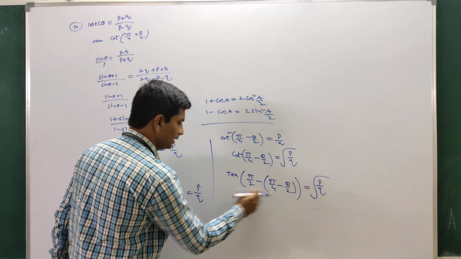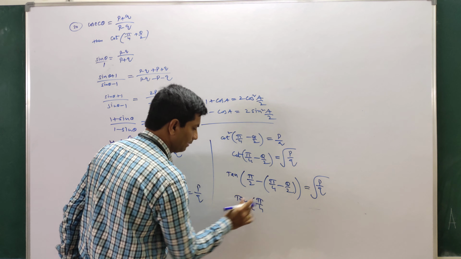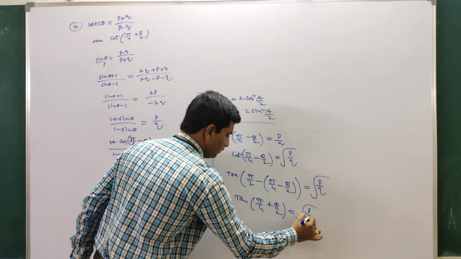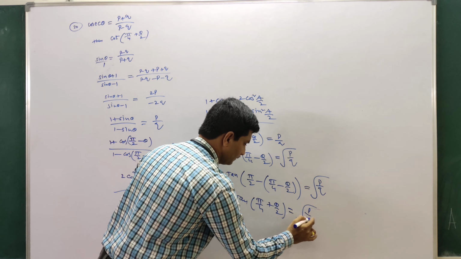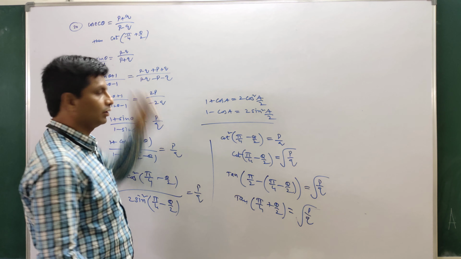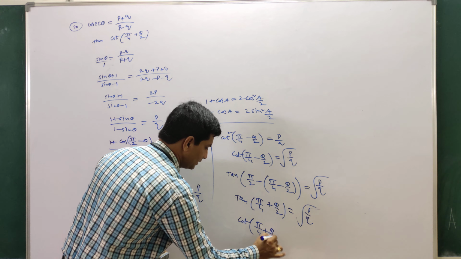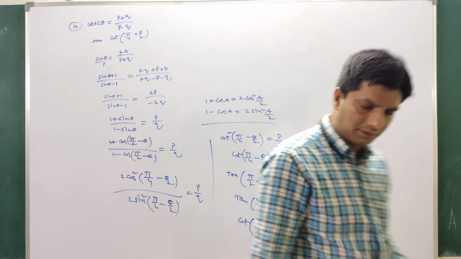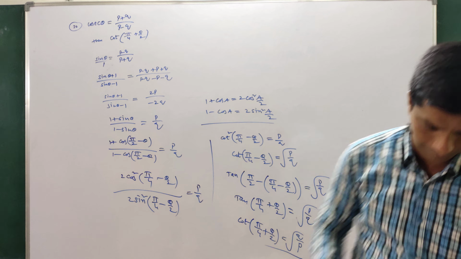Understood? Take the LCM, take the multiplication here. This is tan of (90 minus 45), 45 is pi by 4, minus into minus is plus, equal to how much? Root of P by Q. This is tan of (pi by 4 plus theta by 2). But since we have to find cot, take the reciprocal. Now you will get the answer. So cot of (pi by 4 plus theta by 2) is equal to how much? Root of Q by P. This is the final answer. Otherwise, we can take any value, any angle in place of theta and verify the problem. Then you will get the answer.